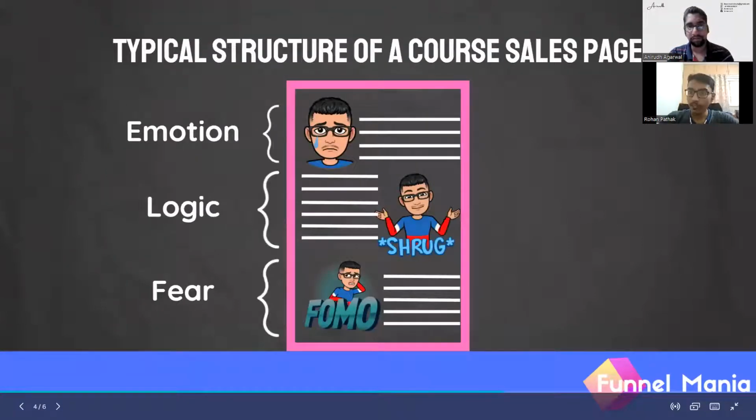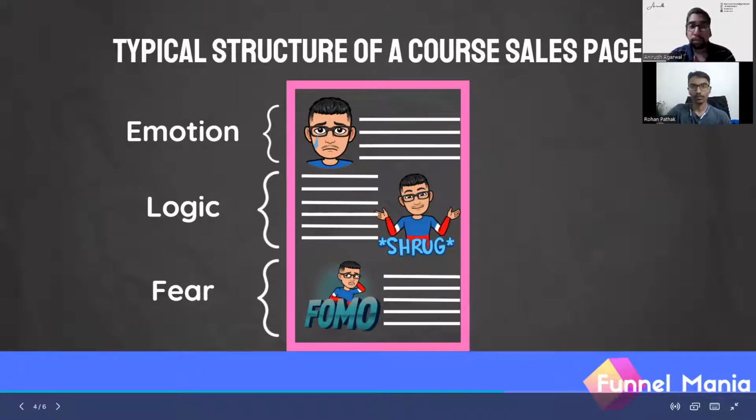And now Anirudh will explain the typical structure of a course sales page for you. Right. So the typical structure of a course sales page is as follows. In the first section that we are going to have on the sales page is going to be emotional. What I mean by emotional is the copy that is going to be written on these pages is going to target the emotional buyers, and it is going to be persuasive.